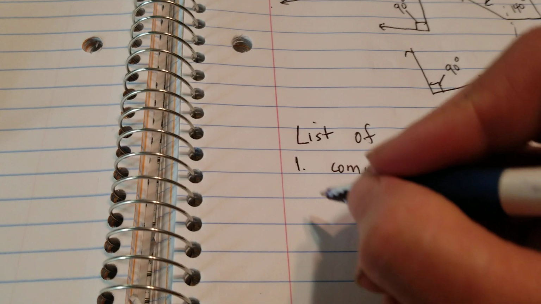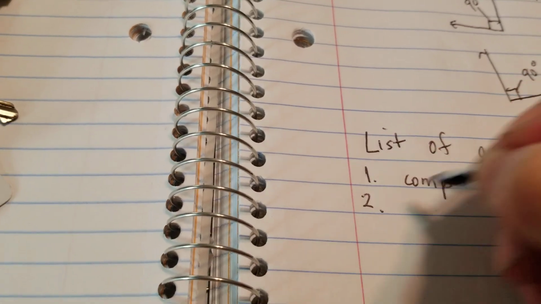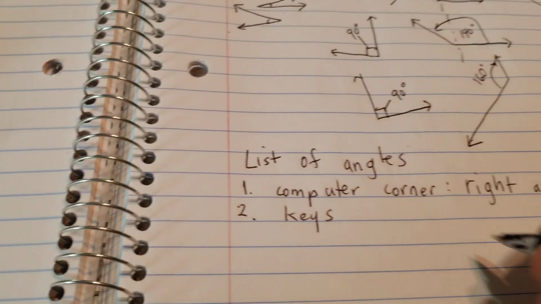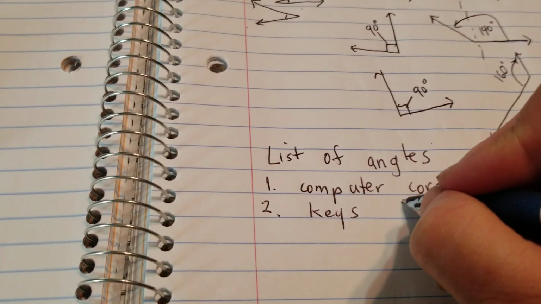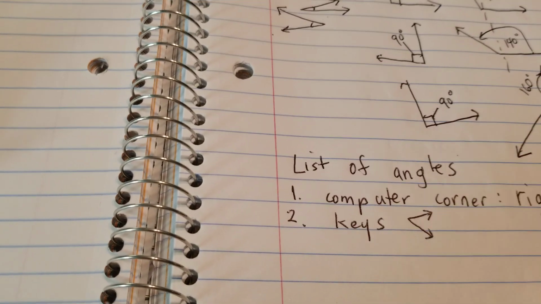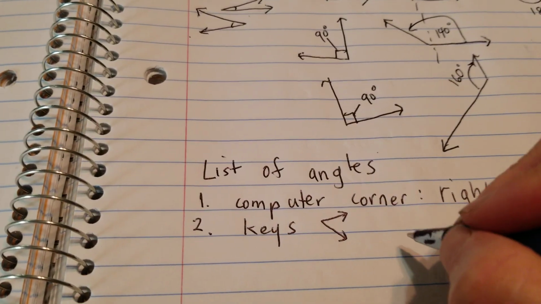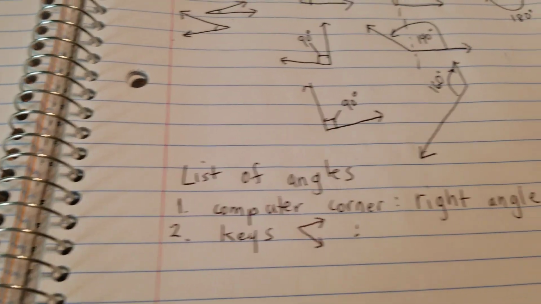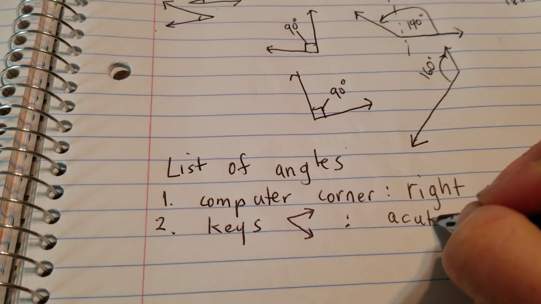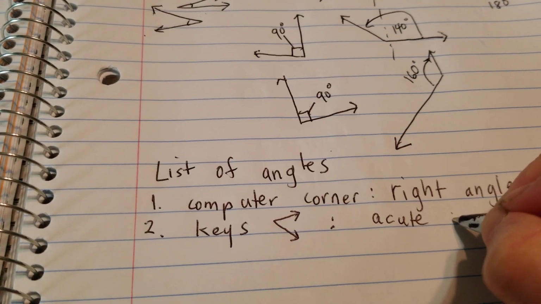So in my notes, I could put number 2. I could put my keys. I might want to draw a picture of that, just so that Mr. Courtney knows what the keys looked like, because I can't actually be there at the house with you, unfortunately. And I'm going to say that that is, of course, an acute angle. And this is the part where I have to kind of guess.